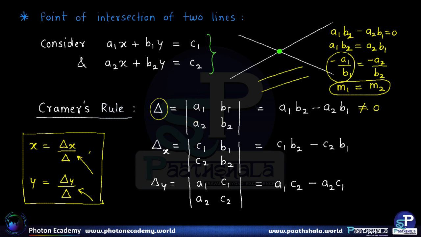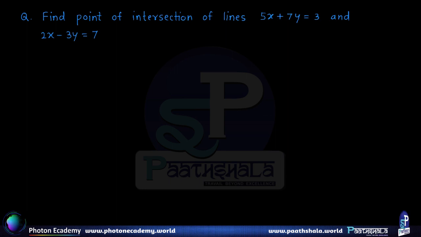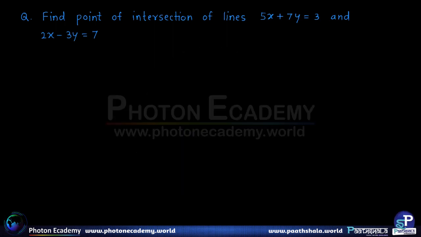So let's practice one example on finding the point of intersection. Now Cramer's rule is often the simpler way, because you just have to calculate the determinants and divide, whereas while solving the equations simultaneously we have to think a little more as to which variable is easy to eliminate and so on. So let us go ahead with Cramer's rule.